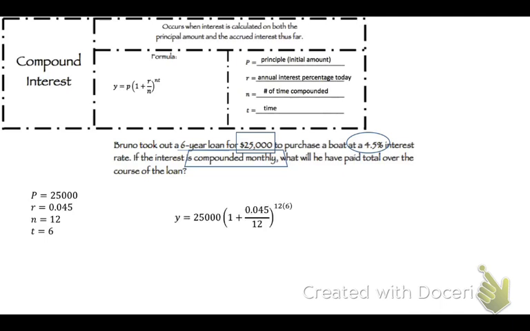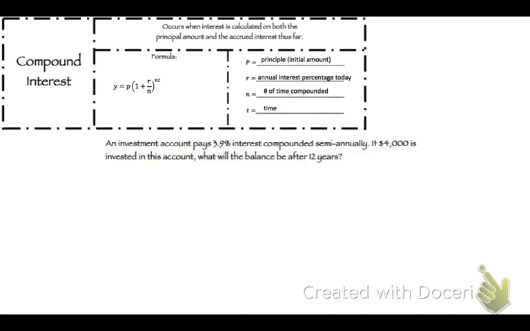Plug that in, put it in your calculator, and you get $32,732.58. So he took out a loan for $25,000, purchased this boat, and ended up paying $7,732 more because of the interest. Okay? Let's do one more.